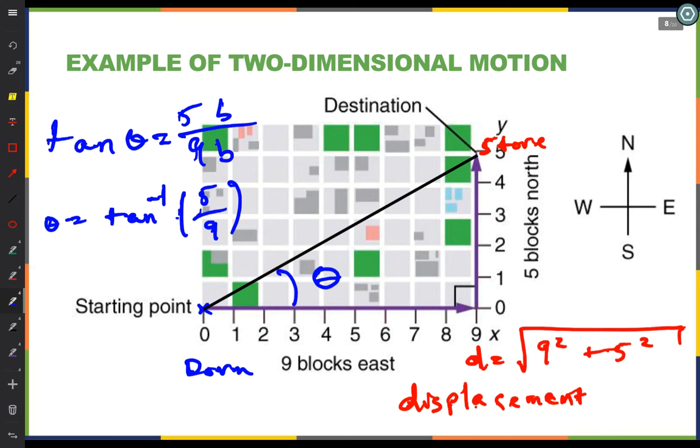A lot of us are just a lot happier saying, well, I walked a total of 14 blocks. But in physics problems, many times we need to have more detail than that.